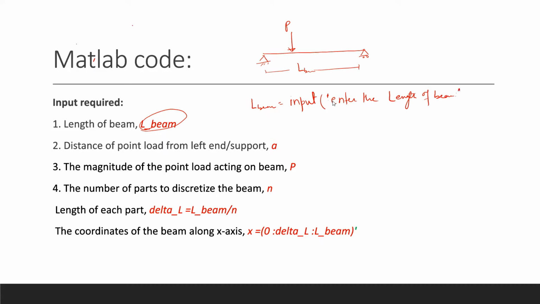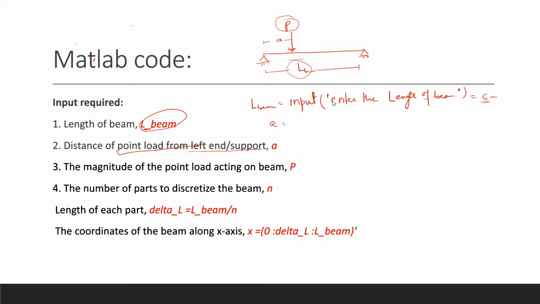Okay, so it will ask us to give the input, it may be 6 meters or anything, and we will give the input to it. Then, once it has asked for the length of the beam and we have given it, the concentrated load is also required, and at what distance this concentrated load is situated, so that's also an input. So the distance of the point load from the left end support, at what distance the point load is acting, we will give that also.